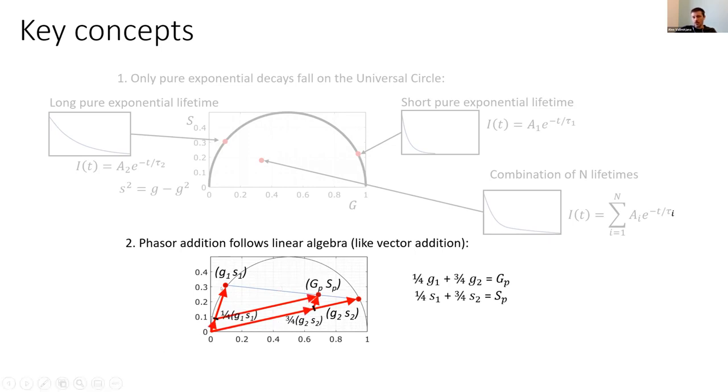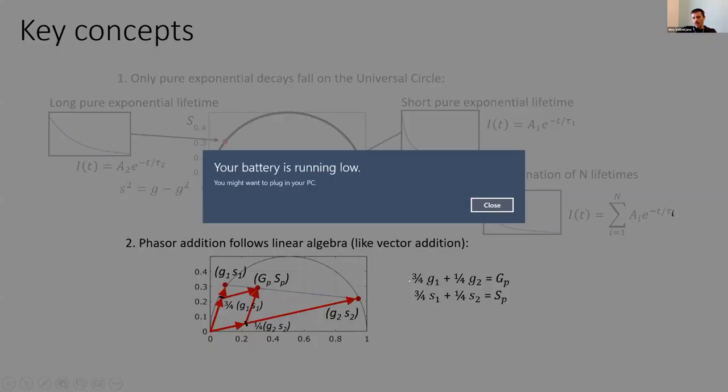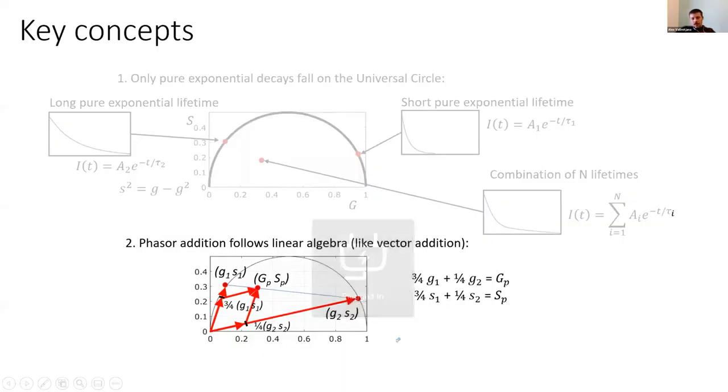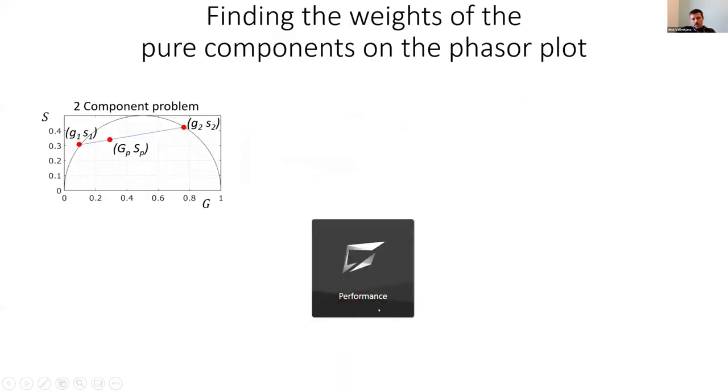So if you have 1/4 of the long lifetime component and 3/4 of the short lifetime, you're going to be closer to the short lifetime, and the opposite holds as well. So basically, we have linear algebra that governs these vectors and the weights. Okay, let me plug in, running low on battery. Yeah, and the last thing is that these weights have to add up to unity.